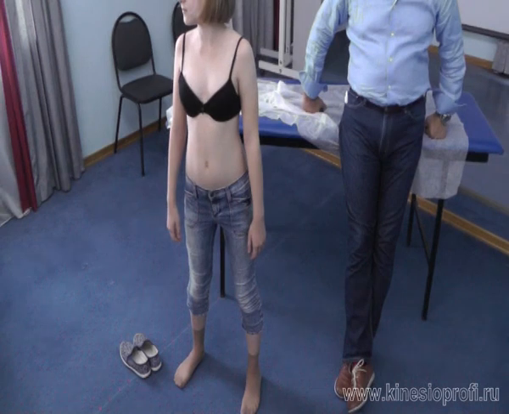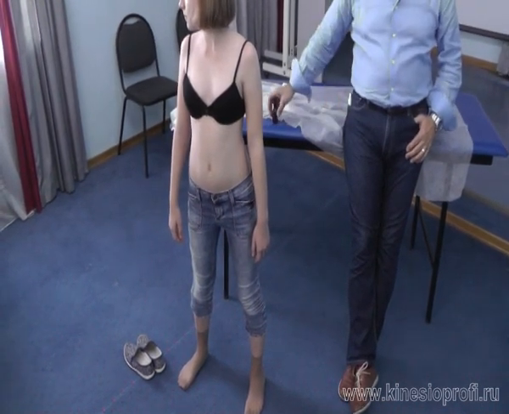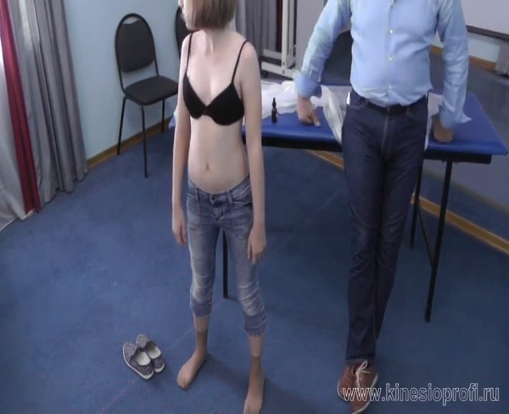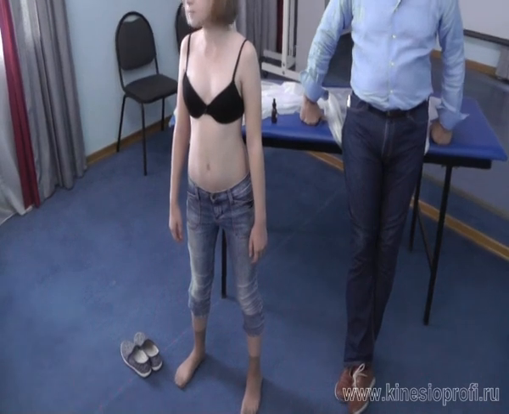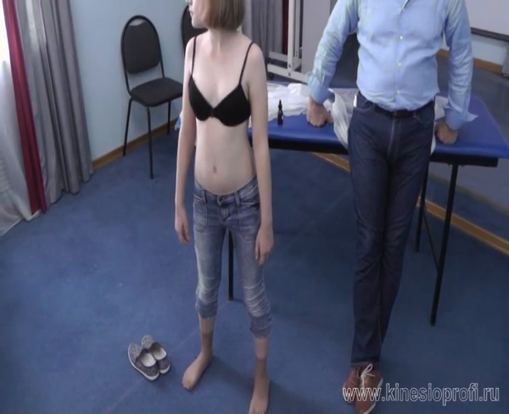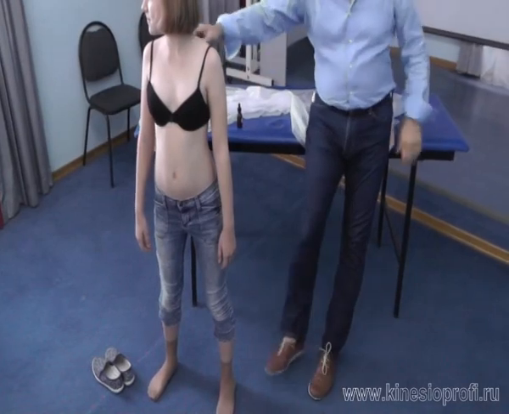Would you check for primitive reflexes? Maybe, but not now. Maybe later. I think there's something more fundamental with this, what we're looking at.